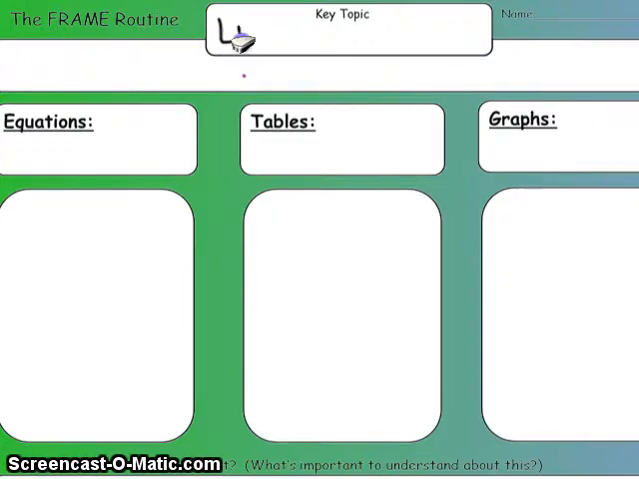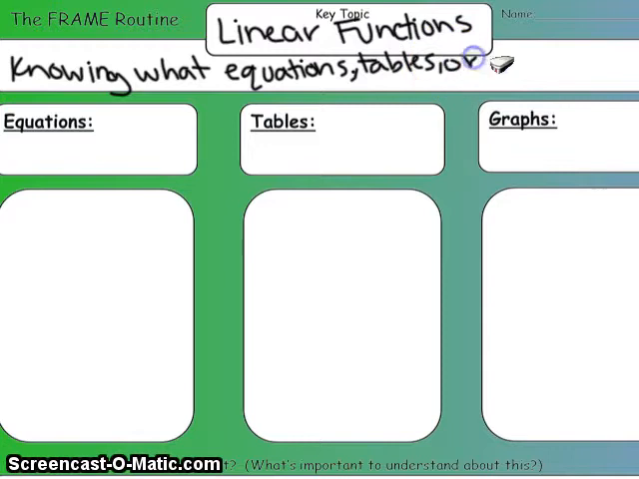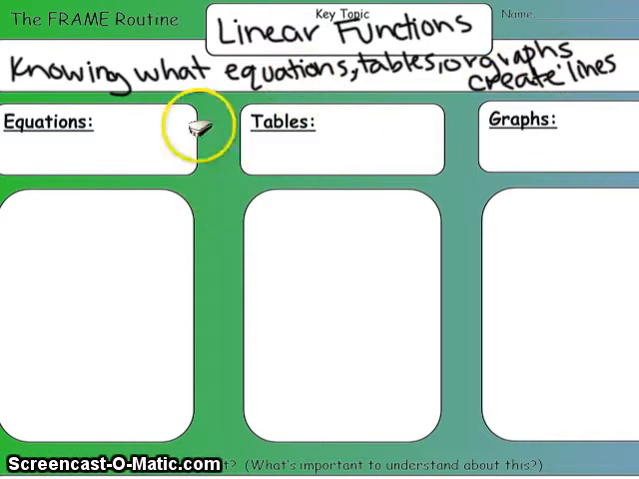Today's key topic is linear functions. Linear functions is about knowing what equations, tables, or graphs create lines. Alright, so if we go to your first column here, we have equations.